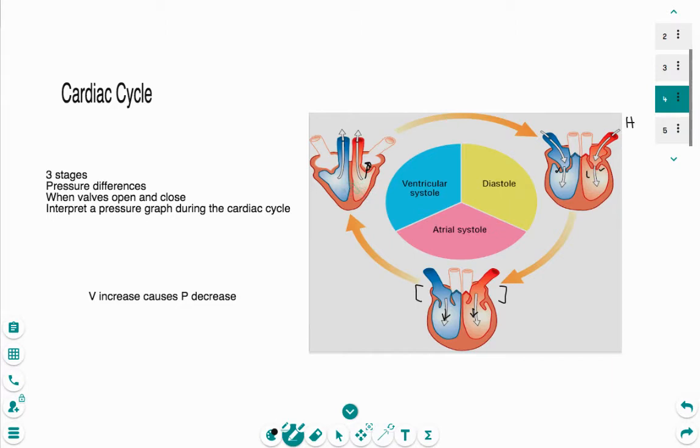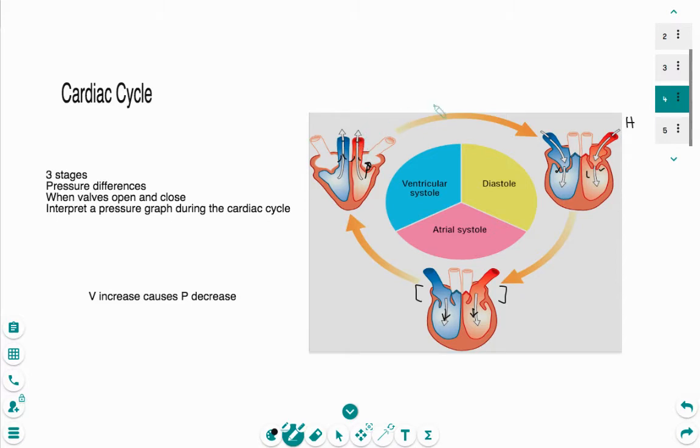Where can the blood go? It has no choice but to be forced up through the pulmonary artery and the aorta through the semilunar valves. The semilunar valves are found here. So they're being forced open, and the blood is now being pushed either to the lungs or to the rest of the body.